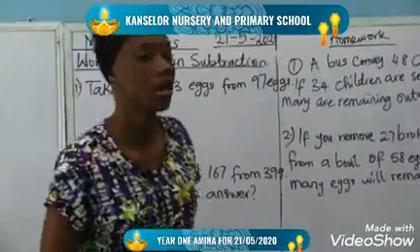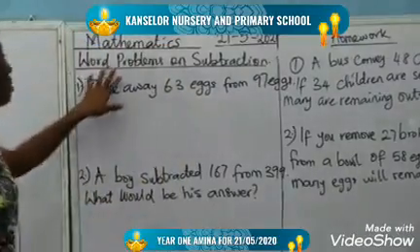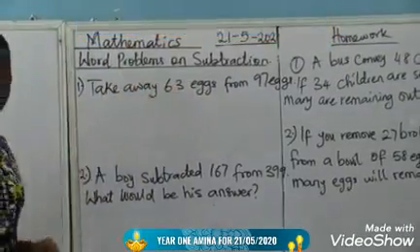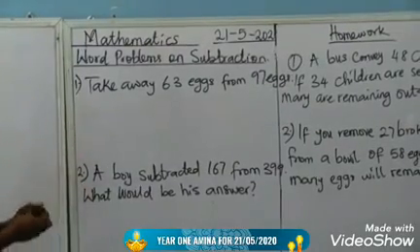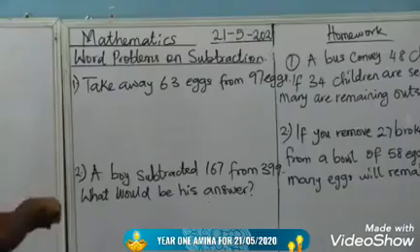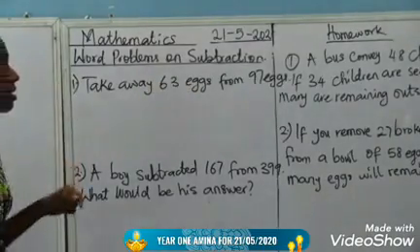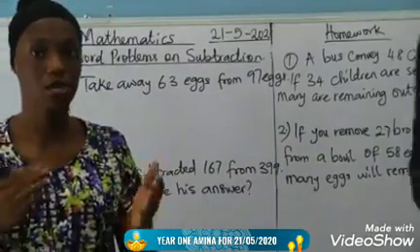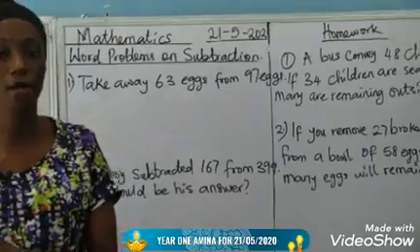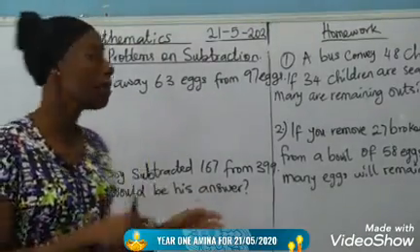Good morning, class. We are doing mathematics this morning, and it is word problems on subtraction. Now, we are going to take away 63 from 97. First of all, remember that subtraction is removing the smaller number from the bigger number.